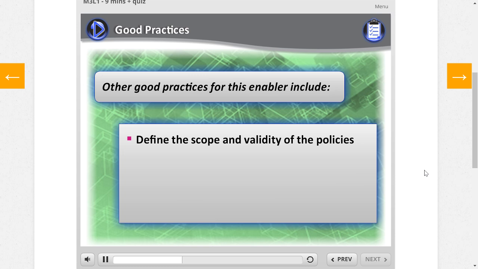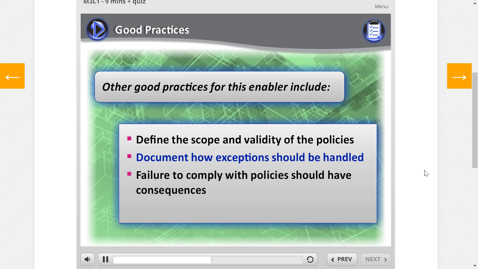Following on from this, the policy framework should document the way that exceptions should be handled. For example, by reference to a higher tier of management. Failure to comply with policies should have consequences that should be spelled out in the policy framework. We know of organizations where policies are just pieces of paper. Managers do not enforce compliance.